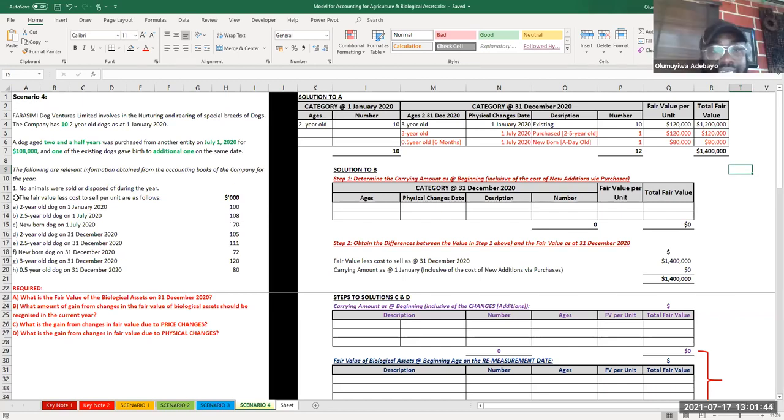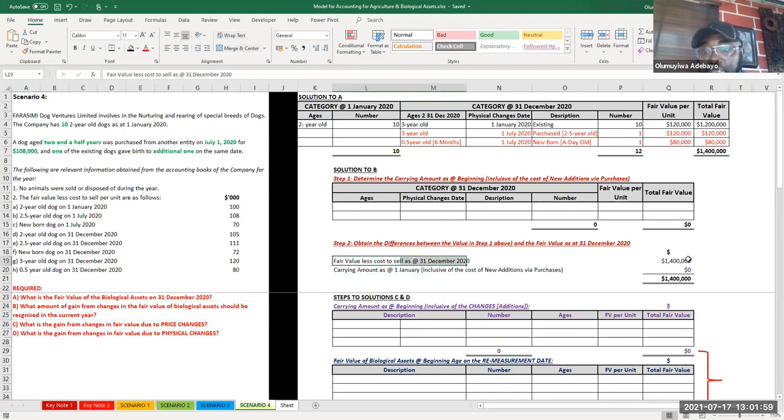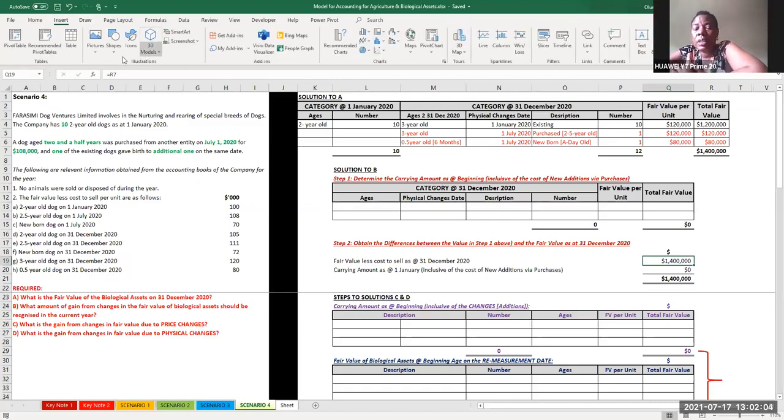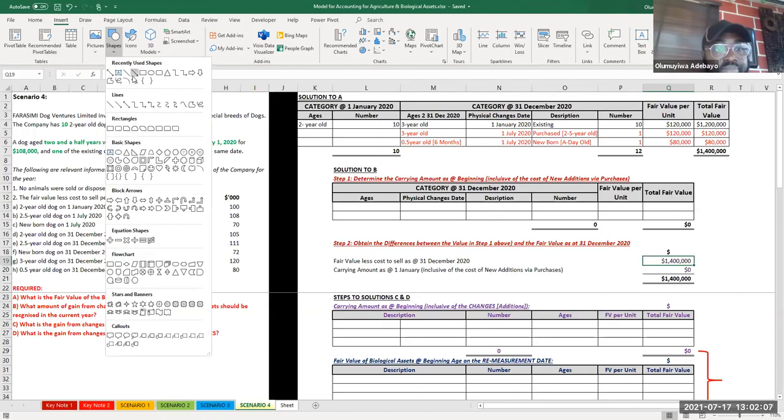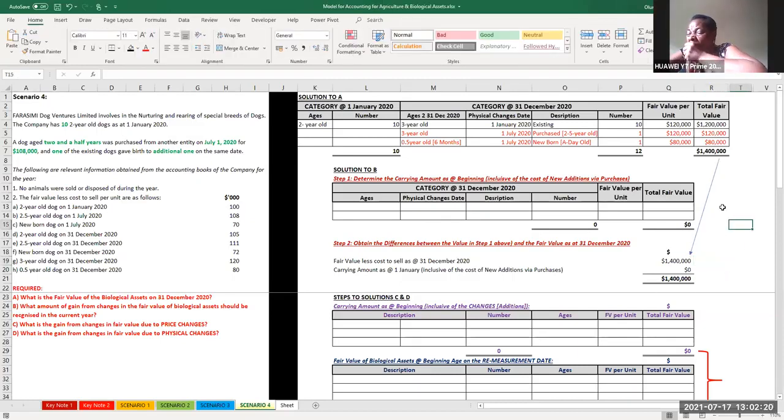Okay. Now let's look at B. B says, what amount of gain from changes in fair value of biological assets should be recognized in the current year? What we are looking for is simply the difference between the fair value as at the reporting year, which is this 1.4 already. Let me put the arrow. 18,000. Let me put the arrow. This 1.4 is what we obtain from here. That's where the 1.4 is coming from.